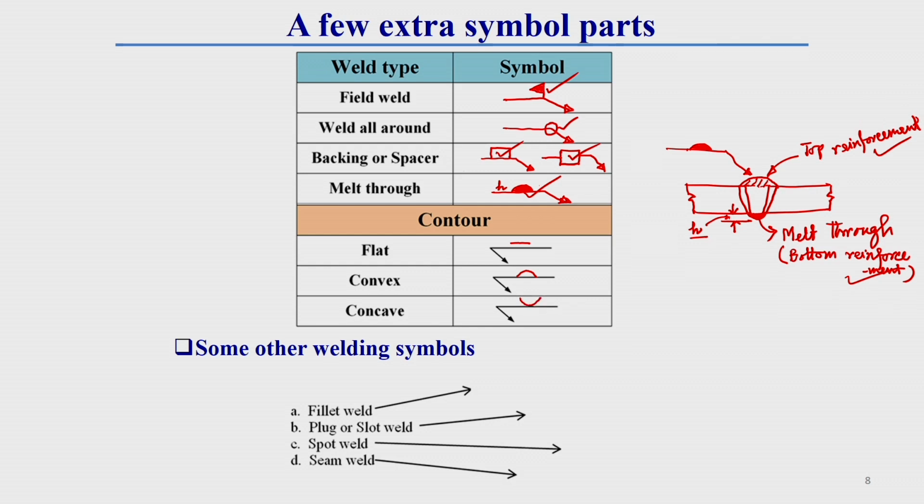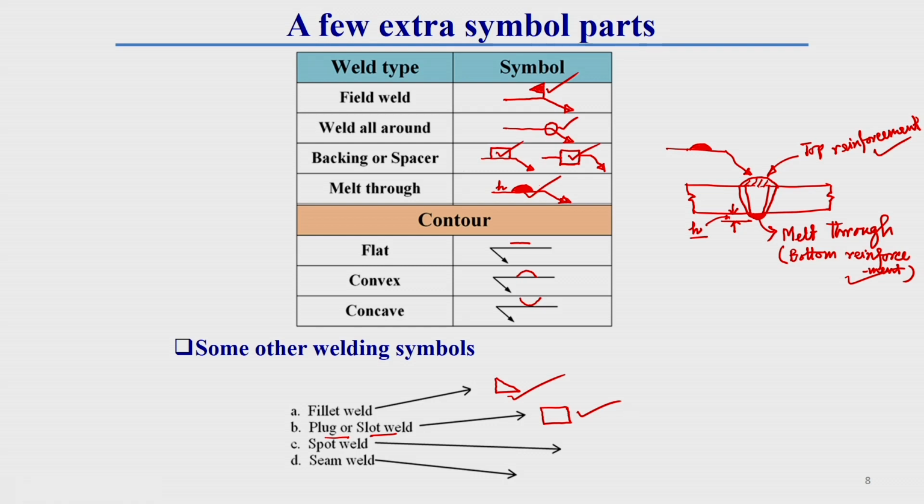Here some other welding symbols we should also know. We have already seen the butt weld symbol, how it looks. The fillet weld symbol we have also seen. In the case of the fillet weld symbol, we have seen it is represented by a triangular shape. Then what should be the symbol of plug or slot welding? The plug or slot welding symbol is represented by a rectangular box.